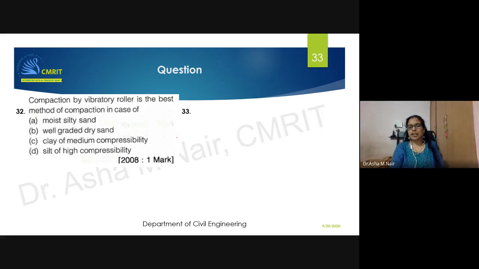Now what about clay? Which is the best type of compaction device for clay particles? It is going to be the sheepsfoot roller, because the kneading as well as the rolling action imparted by the sheepsfoot roller helps them to achieve a higher density.